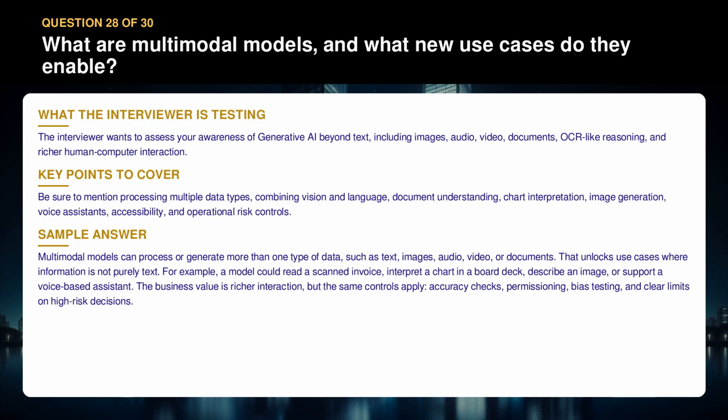Multimodal models can process or generate more than one type of data, such as text, images, audio, video, or documents. That unlocks use cases where information is not purely text. For example, a model could read a scanned invoice, interpret a chart in a board deck, describe an image, or support a voice-based assistant. The business value is richer interaction, but the same controls apply: accuracy checks, permissioning, bias testing, and clear limits on high-risk decisions.